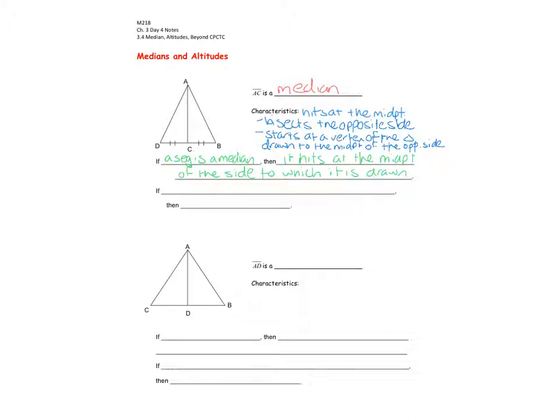If we reverse this, we would start with the then part, but here's what it would look like. If a segment divides the side to which it is drawn into two congruent parts, then it is a median.